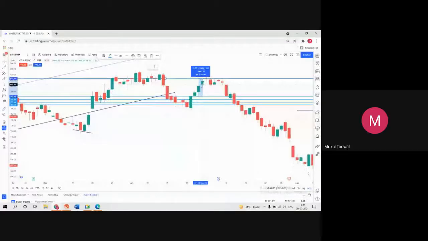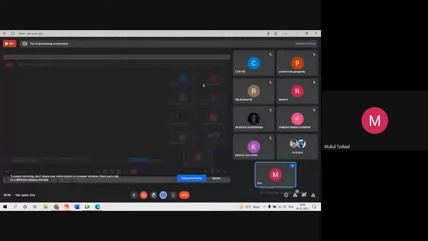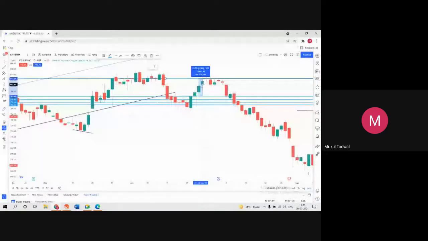Did you all get this? Yes, sir. Oh, perfect. Let me give you another example of it. This is the Axis Bank daily chart only, and it's of 28th January 2013.